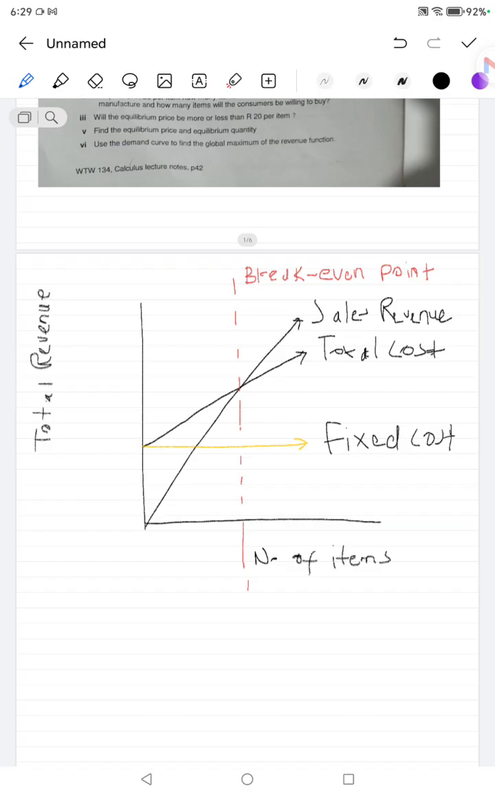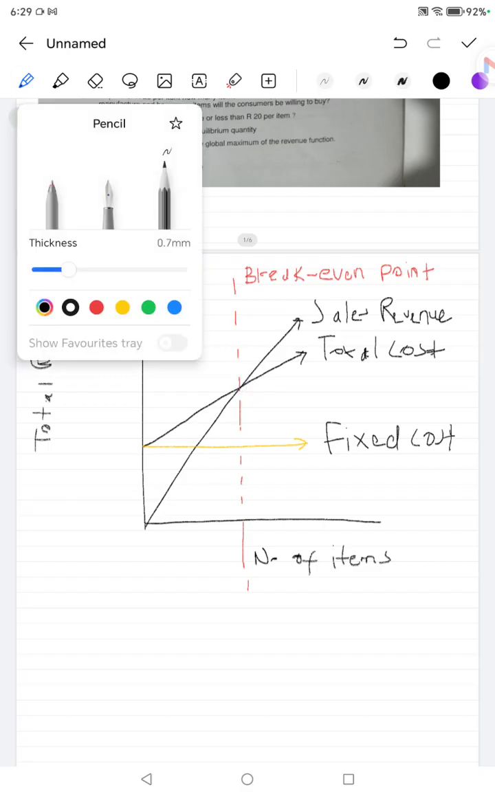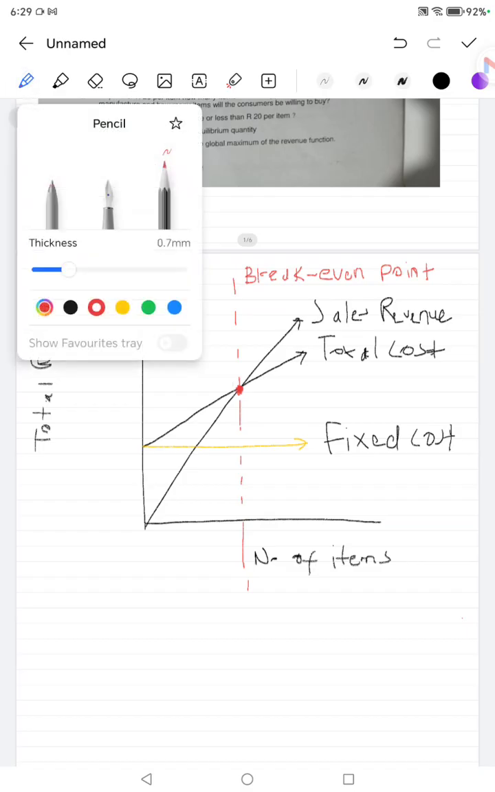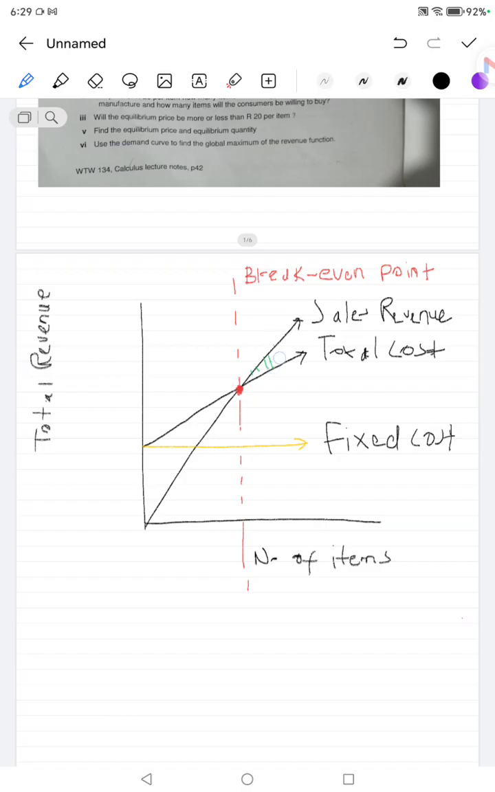Then yeah, as I said, where you see them at this intersection, this is where you're going to be having that break-even point. And if a person is selling more items than that, meaning from this region going up, it means they're making profit. Hence I can just come and highlight it like this, that this region that I'm highlighting now, this is where they will be making the profit.